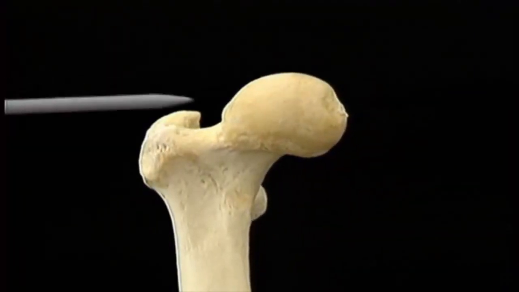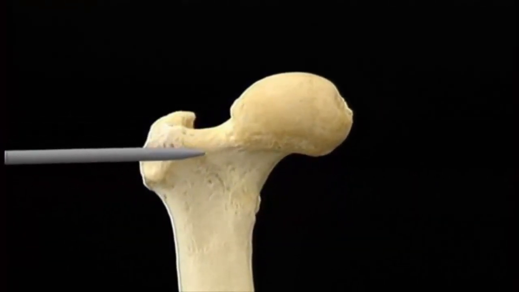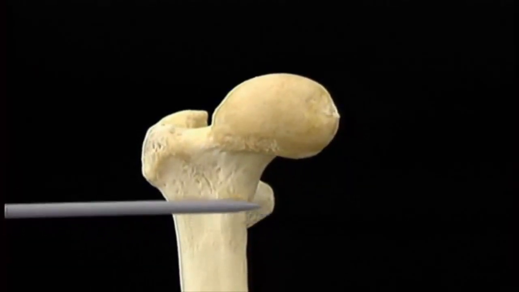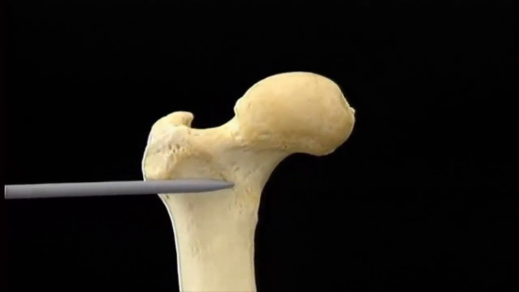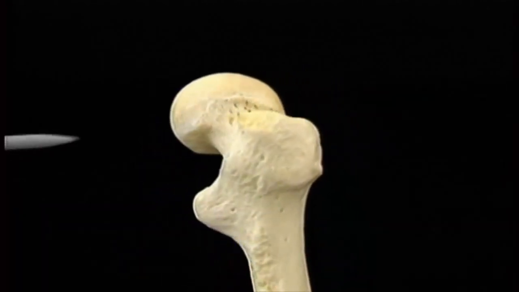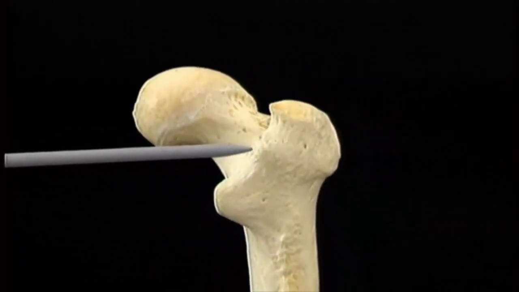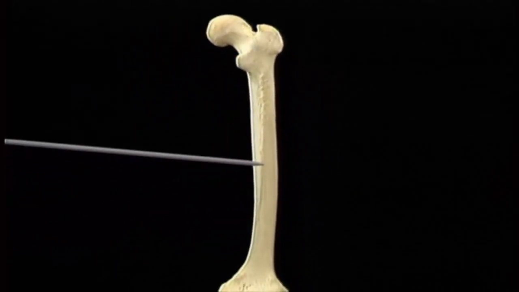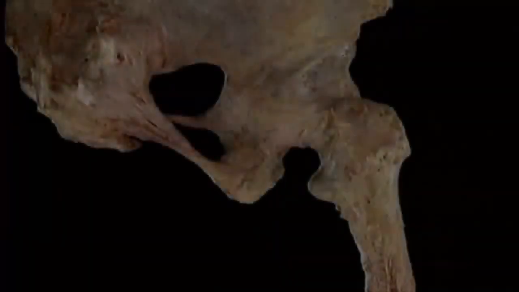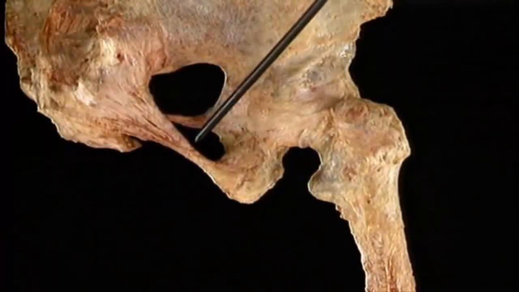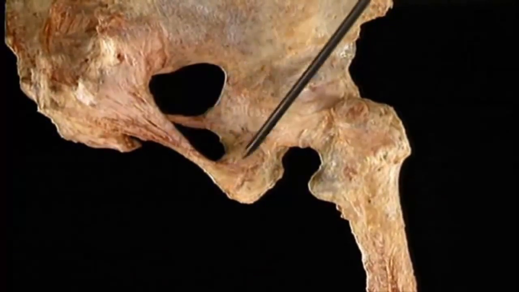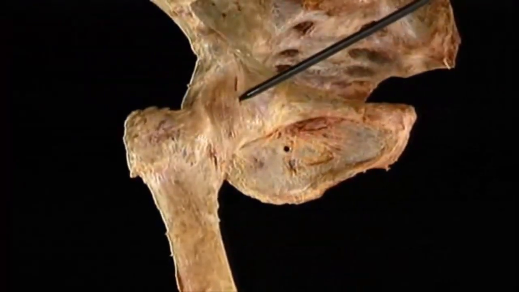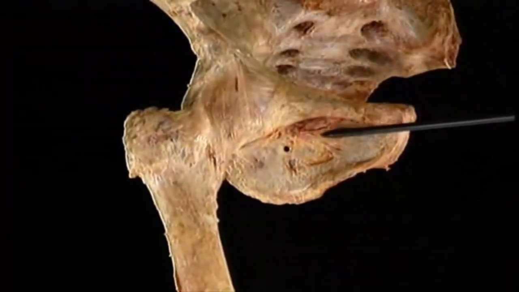On the femur, here's the head, the neck, the greater trochanter, the lesser trochanter, the intertrochanteric line, the intertrochanteric crest, the gluteal tuberosity, and the linea aspera. Here are the sacrospinous ligament, the sacrotuberous ligament, the ischiofemoral ligament, the iliofemoral ligament, and the obturator membrane.